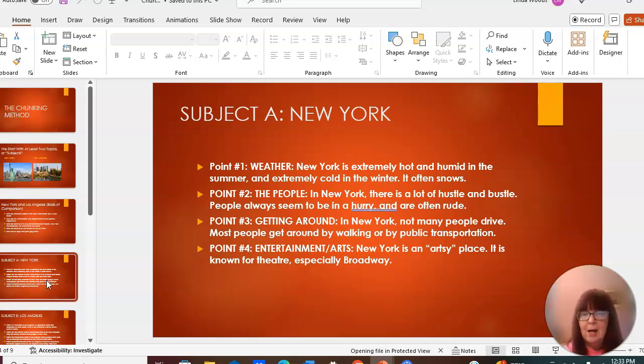We might talk about how people get around in New York, right? We know that not a lot of people drive. People take public transportation. People walk, right? What's the entertainment like? New York is very artsy. We know that that's the home of Broadway, right? It's really known for the contributions it's made to the field of theater. All right, so that's subject A.